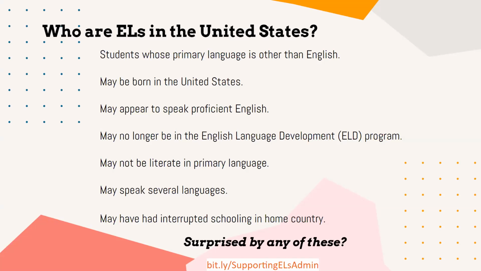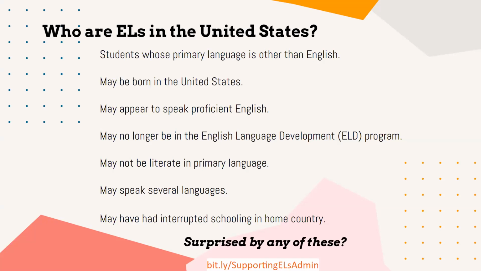Basically, we know that ELs are students whose primary language is other than English. But you might be surprised to know that some of them are born in the United States. They're second generation or even third generation students who in the home do not speak English. And that impacts their education, their access to our education. They may also appear to speak proficient English. And by that I mean, you might walk down the hall and talk to an EL and feel that there's no need for this student to be in the program. Their English is just fine.